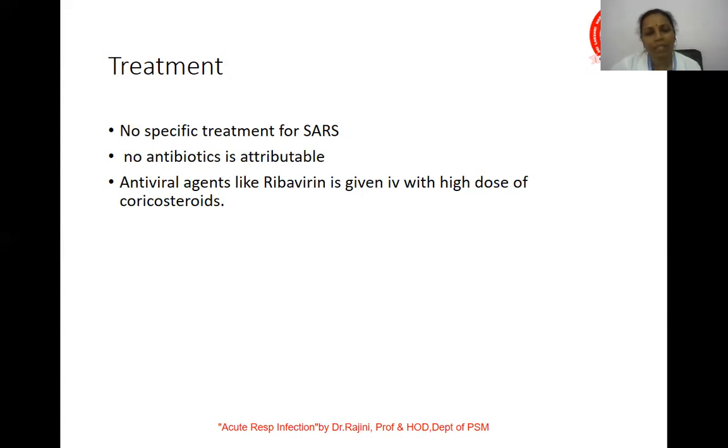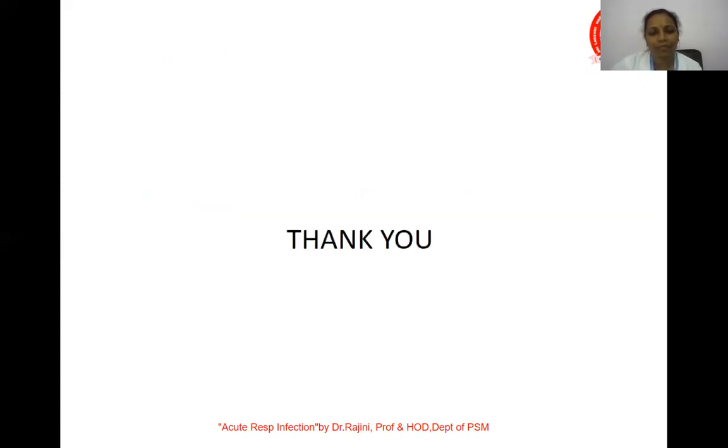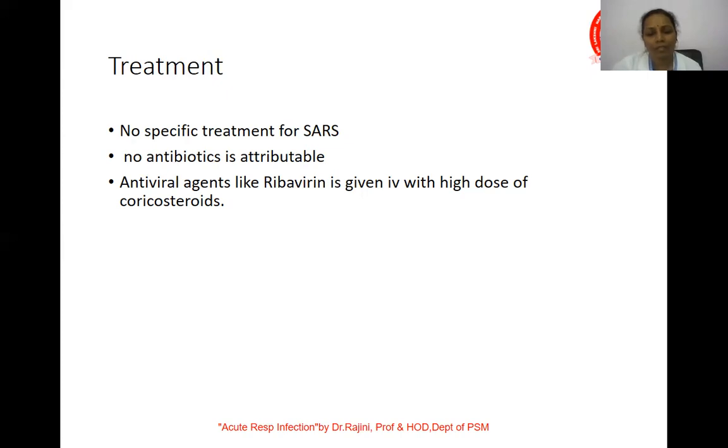Recovery is helped with high dose of corticosteroids. This can be tried if the patient is having any complications and respiratory distress, then we can go for this treatment. Thank you. So these are all the acute respiratory infection and treatment.